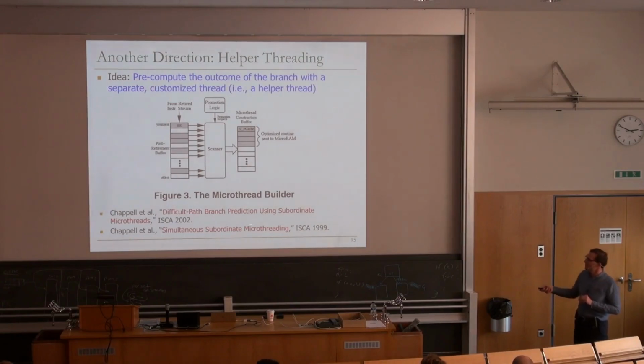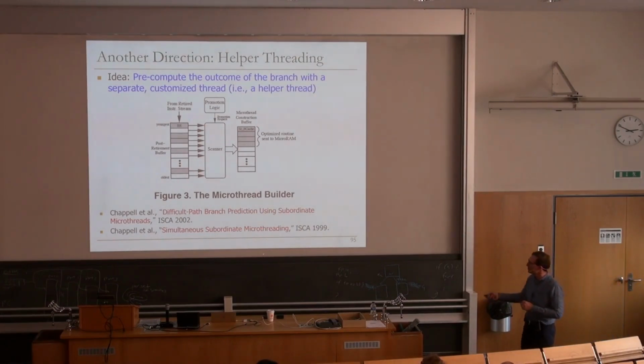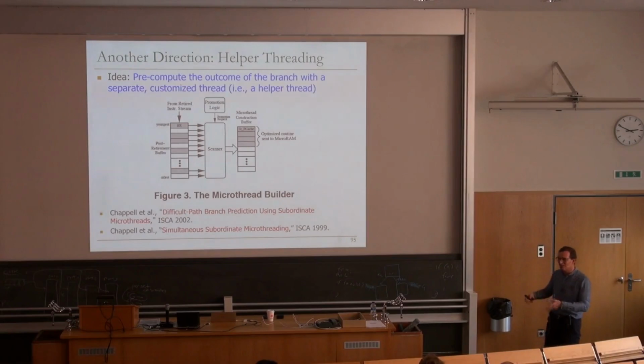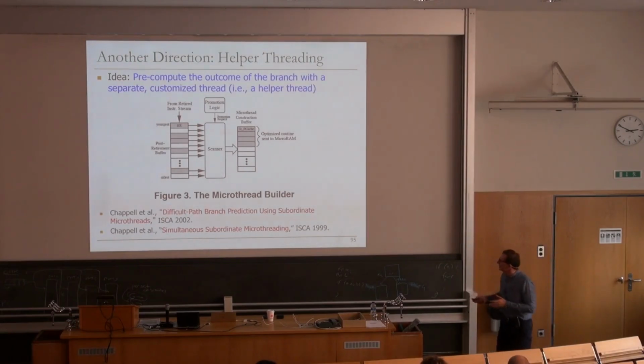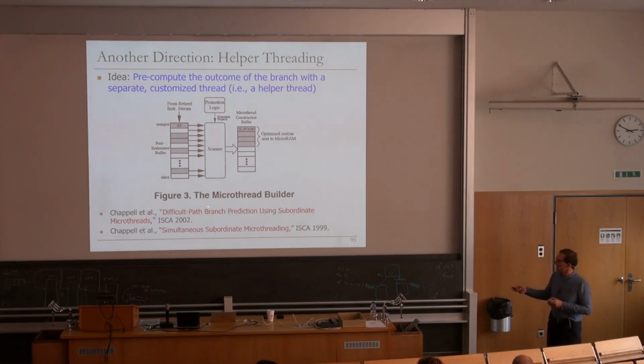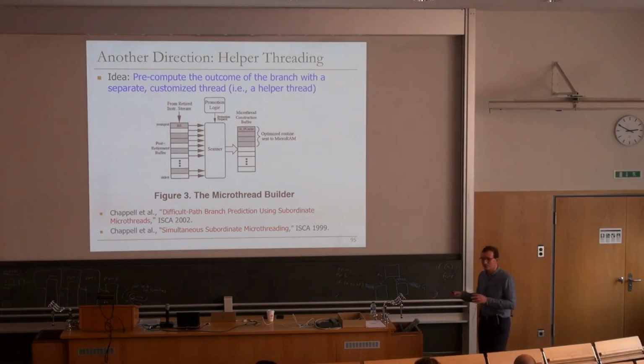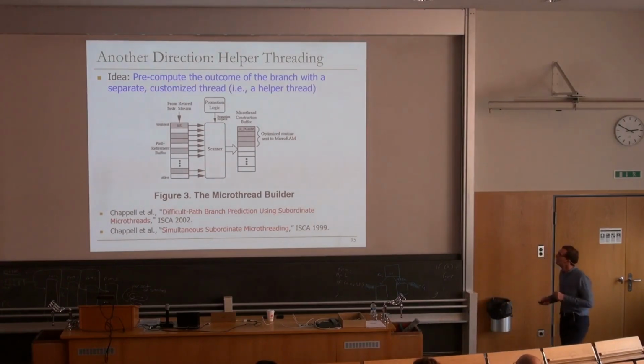This was the one that introduced the idea of helper threading. They called it simultaneous subordinate micro-threading. You have a small thread that's subordinate to the main thread, basically. It's helping the main thread with those tasks. Helper threading is a much better name, I think. And this is basically looking at how you actually do the branch prediction for very, very hard-to-predict branches using these helper threads.